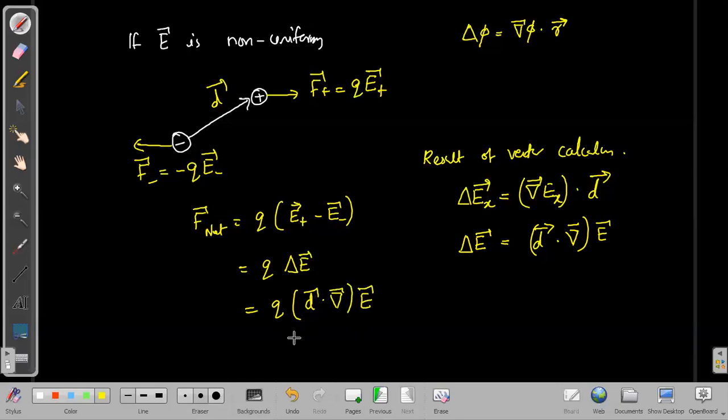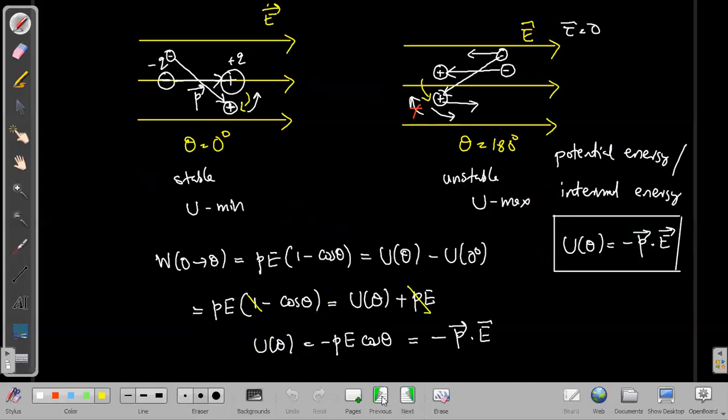Now Q times d is nothing but the dipole moment. So dipole moment dot del times E. So if the electric field is non-uniform, then it will experience a net force. Similarly, it will have a torque. Obviously, it will have a torque, but the expression for the torque would become slightly complicated. Okay, so that's it for the discussion for the time being.